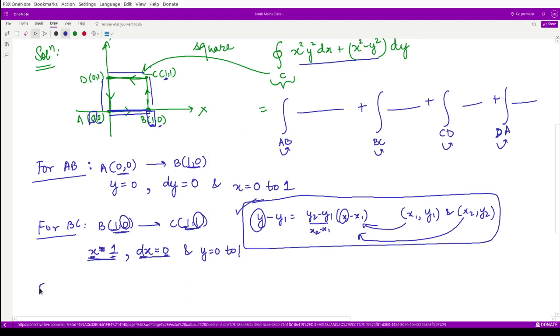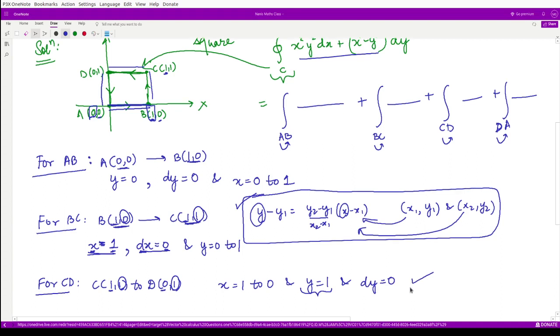Okay. So similar thing we'll do for our curve CD. For the curve CD, we are moving from the point 1, 1 to the point D, which is 0, 1. So here, if you notice, what is the equation of the line? X is varying from 1 to 0. So the limits of x are from 1 to 0 and not from 0 to 1. And here the value of y remains constant. So here we have y is equal to 1. This is our equation of the given line. And moreover, if you differentiate this, you will obtain dy equal to 0. So this is true for your curve CD.